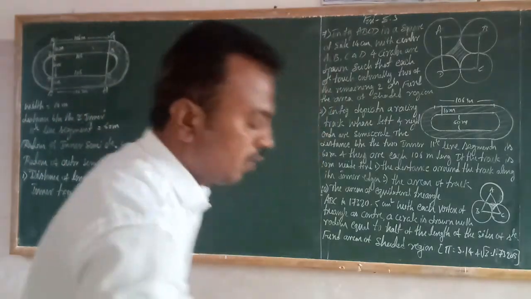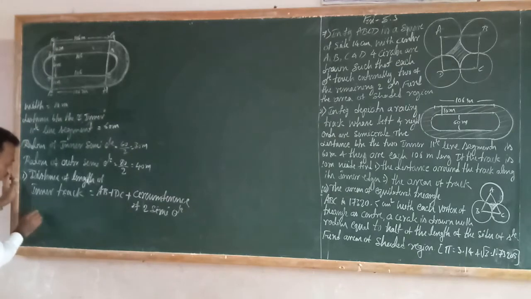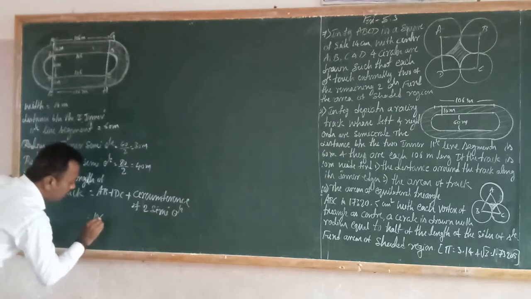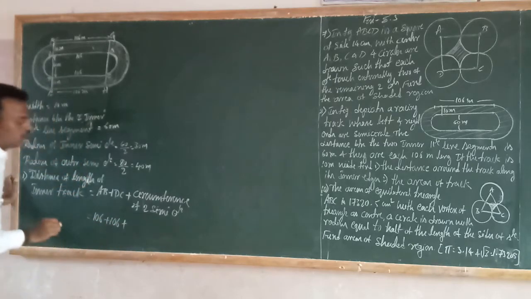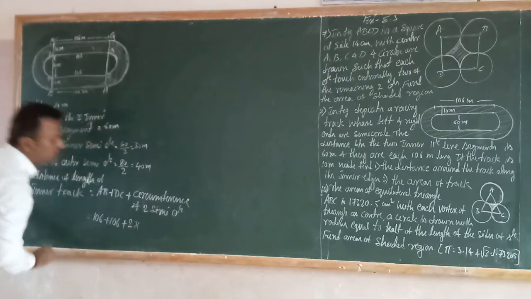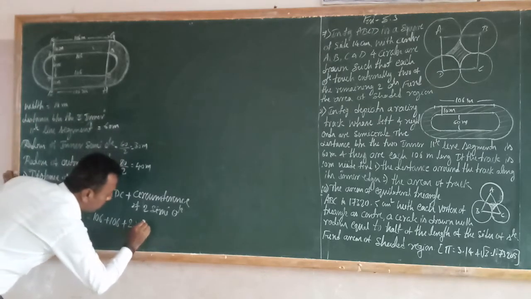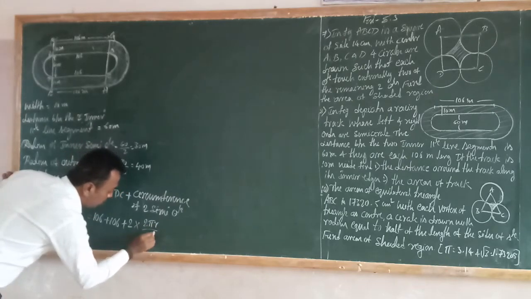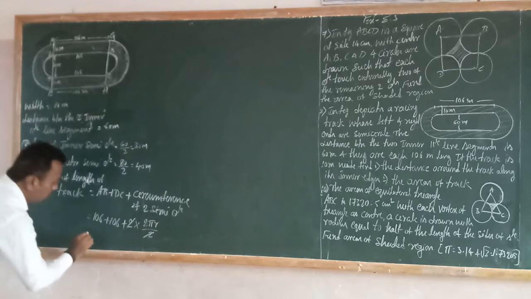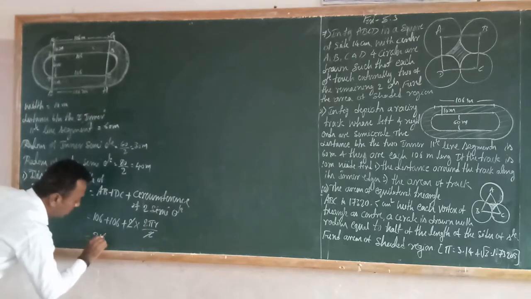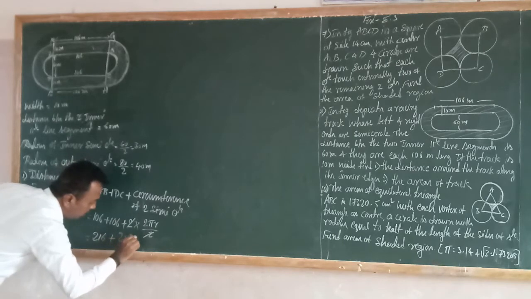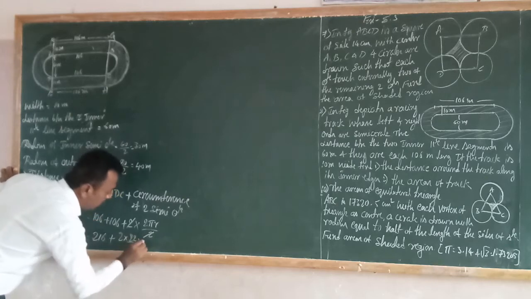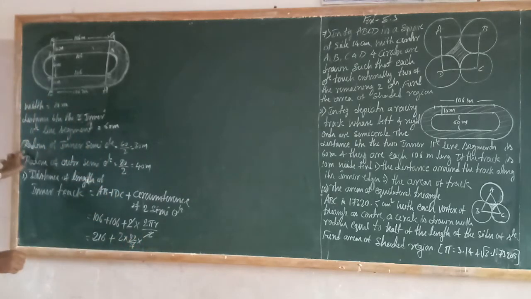For the inner track we have to calculate. What is the length of AB? AB is 106 meter and DC is also 106 meter, plus the circumference of two semicircles. 2 into, what is the circumference of a semicircle? 2 pi r by 2. The 2 gets cancelled. So it is equal to 106 plus 106, 212, plus 2 into 22 by 7 into the radius of the inner semicircle, which is 30 meter.